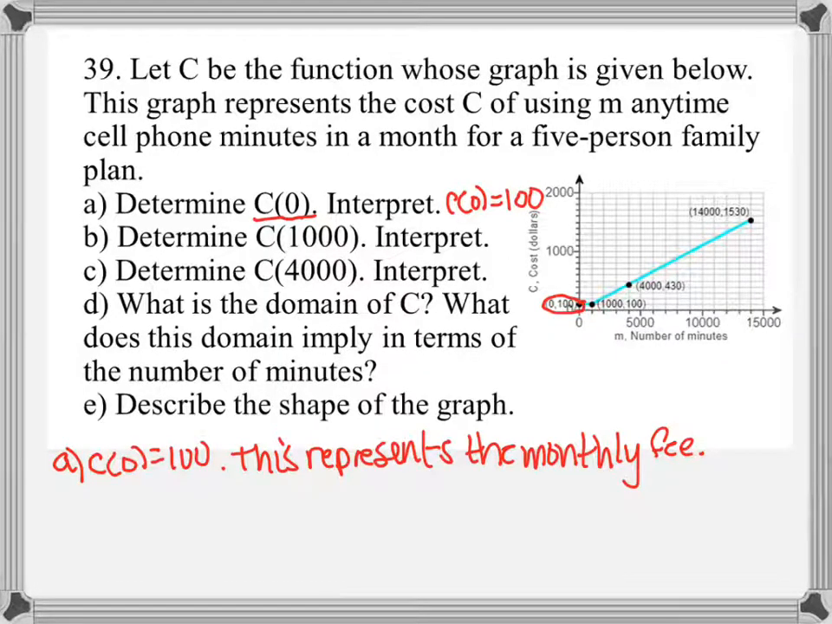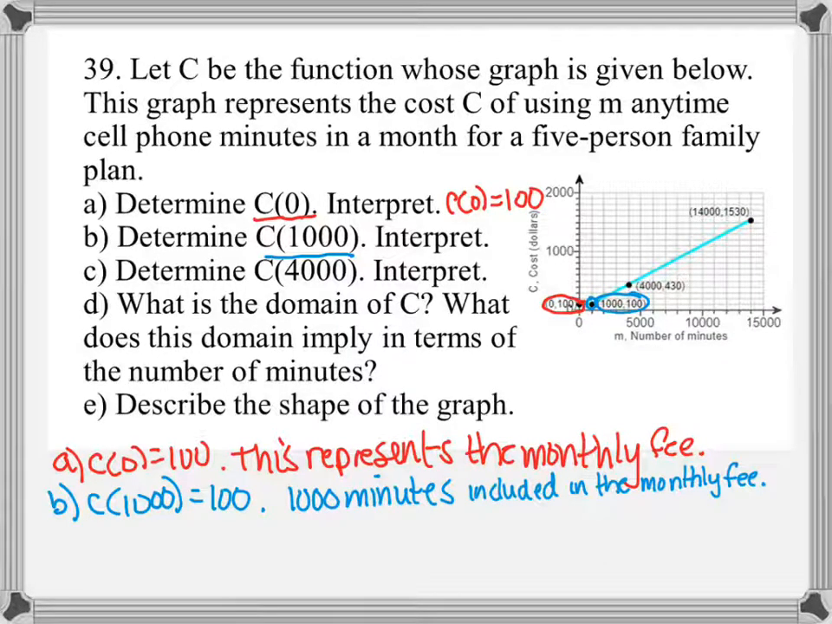And this is representing the monthly fee that we would be charged whether we used any minutes or not. So even if we don't use any minutes, we're still charged $100. B wants to know what C of 1,000 is. This corresponds to this point. So C of 1,000 is equal to 100. And that means that 1,000 minutes are basically included in the monthly fee because we're not charged any more for those 1,000 minutes. We're still just charged that basic monthly fee.